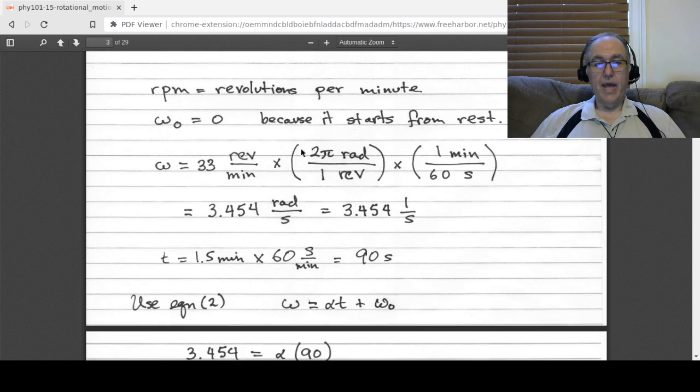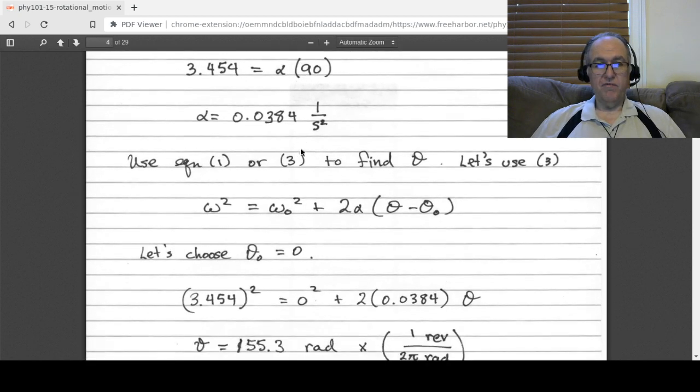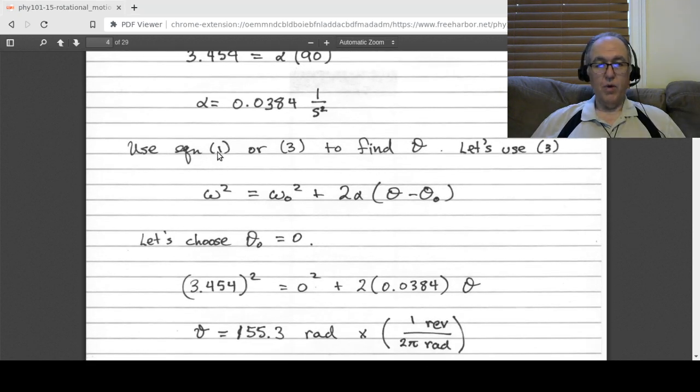All right, so now that we've got that out of the way, we know that we're looking for theta. You say, well, do I want to use equation 1 or 3? You can't use 2 because 2 doesn't have any theta in it. And equation 3 is probably the easiest. You could use either one, but I just chose 3 here. So equation 3 says omega squared is equal to omega naught squared plus 2 alpha (theta minus theta naught).